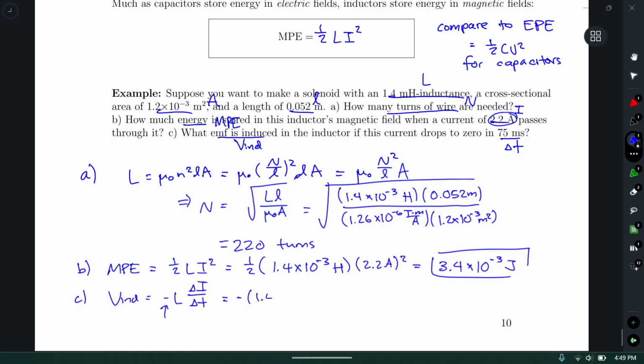So negative 1.4 times 10 to the negative 3 henries. The change in current is final minus initial. The final value is 0. The initial is 2.2 amps. And that happens over 75 milliseconds, or 75 times 10 to the negative 3 seconds. That will be 0.04 volts. Not negative, because we get a negative from here and out front. That leaves a positive answer. So that's the size of the induced EMF. This inductor acts like a very weak battery for a short time.